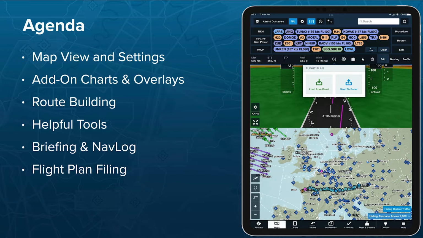In today's webinar, we'll start by taking another look at the map view settings for visual flights. It continues with add-on charts and additional information overlays. This is followed by the route planning itself and the introduction of useful tools that simplify route planning. The third part is about the navlog, the briefing pack, and flight plan management.